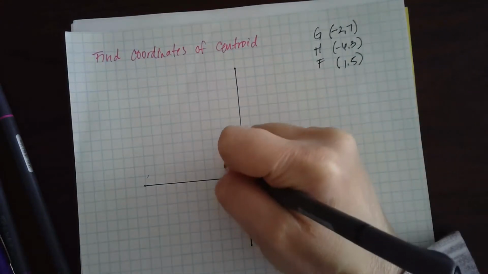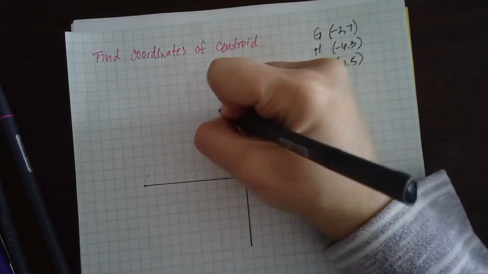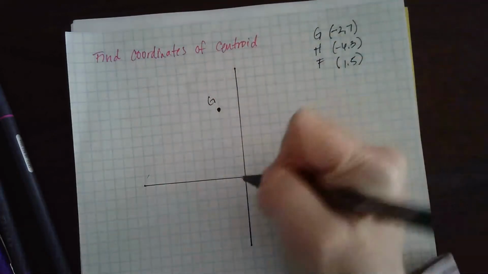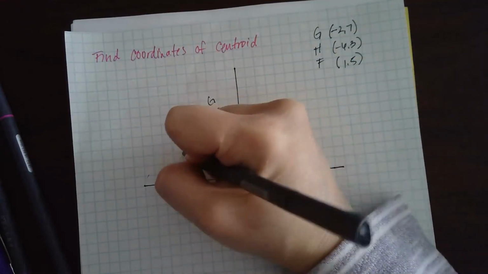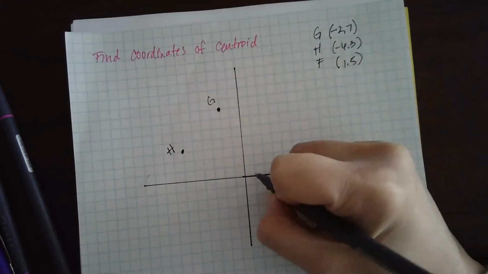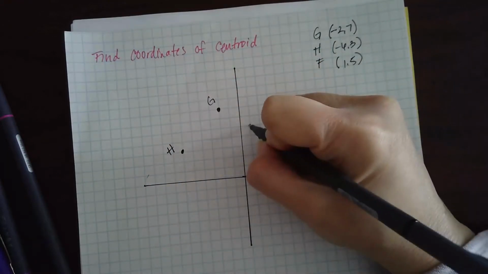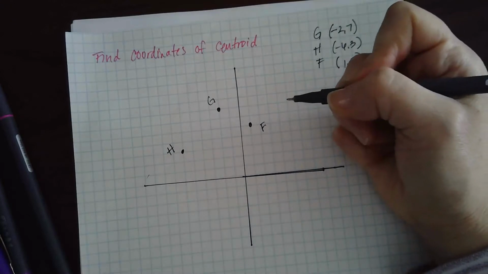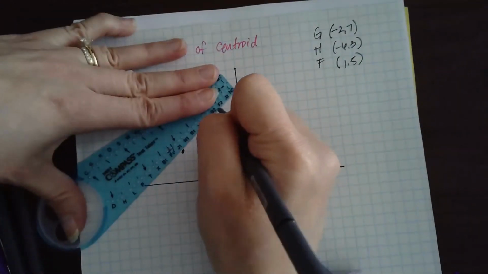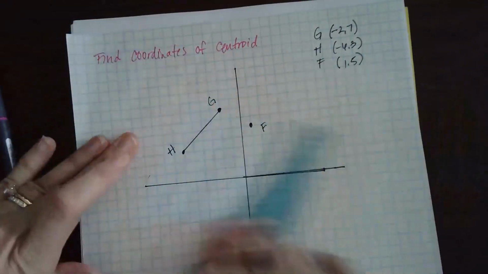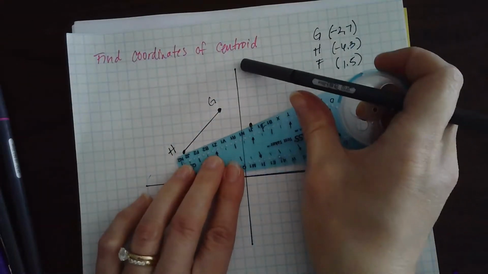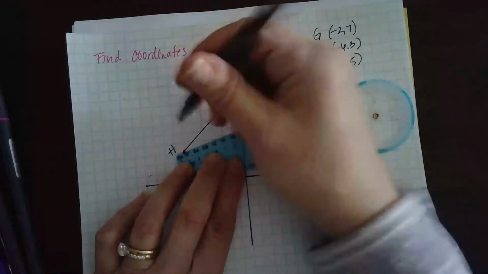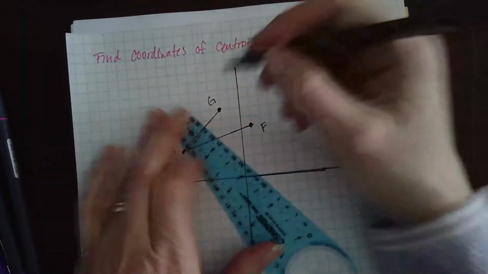So this is point G. This is point H. And this is point F. So I'm going to go ahead and draw in my triangle. And you will notice that all of these line segments, none of them are vertical or horizontal. So what this does is when we're asked to find the coordinates of the centroid, it makes it a little bit more challenging.